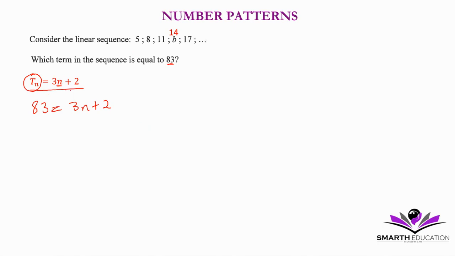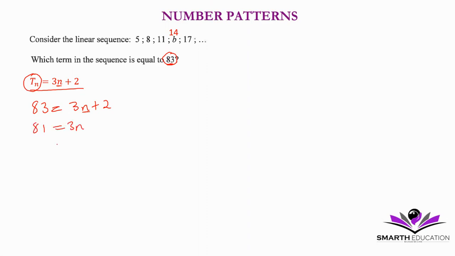So now the term is 83. We want to find the position of this term 83. So we want to find n. Subtract 2 from both sides. 81 is equal to 3n.